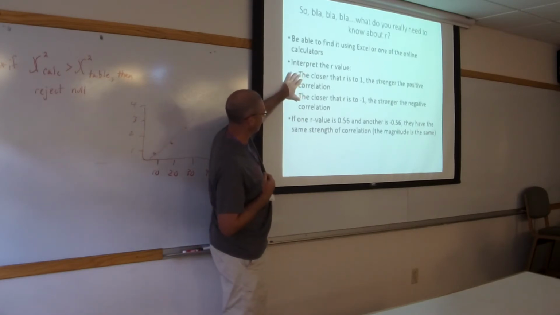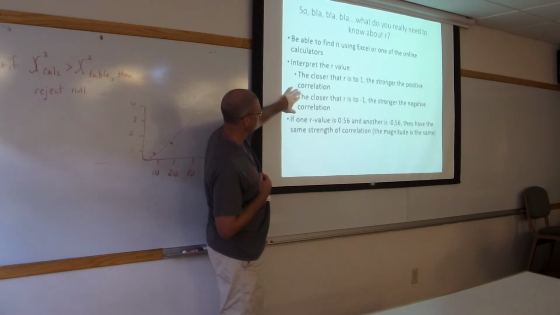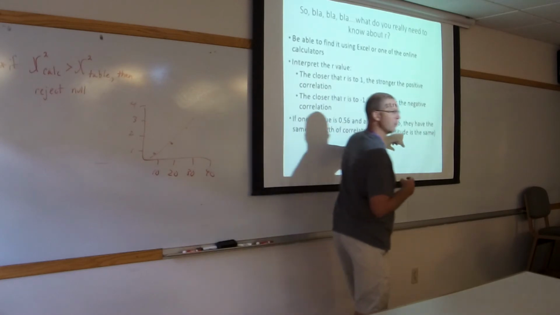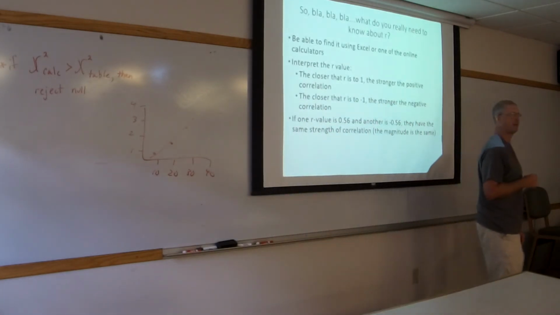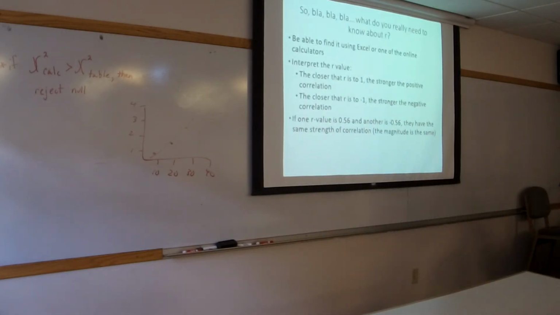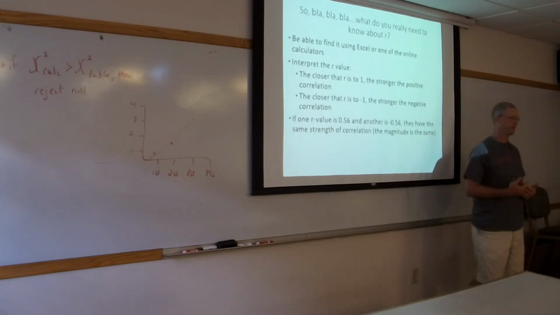So again, the closer R is to 1, the stronger the positive correlation. The closer R is to -1, the stronger the negative correlation. These two have the same correlation: 0.56, negative 0.56, same correlation. One's positive, one's negative. The strength is the same.